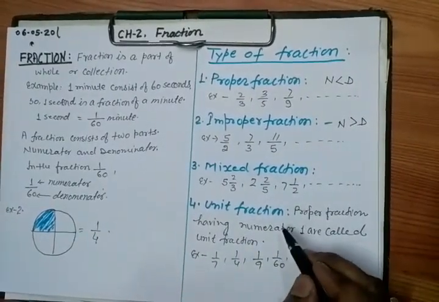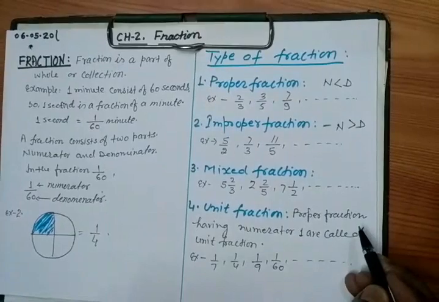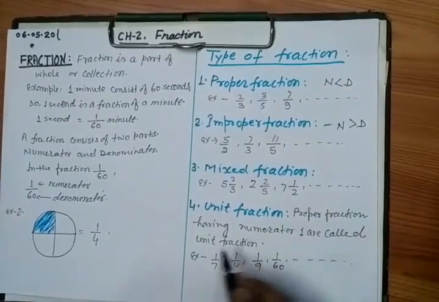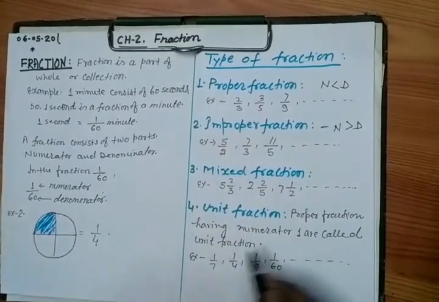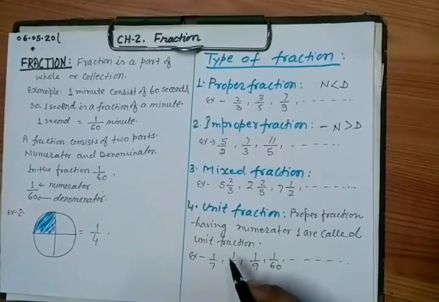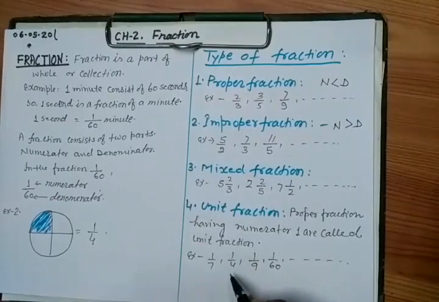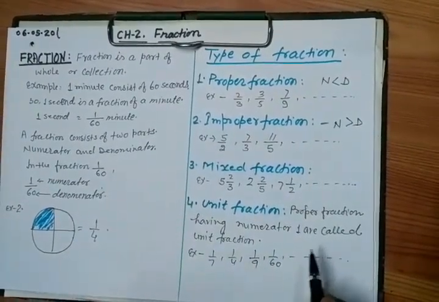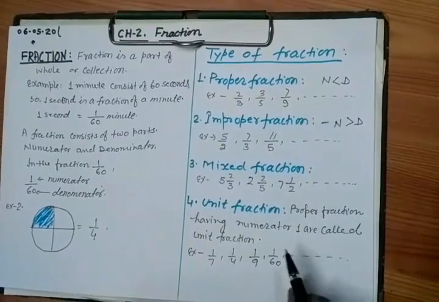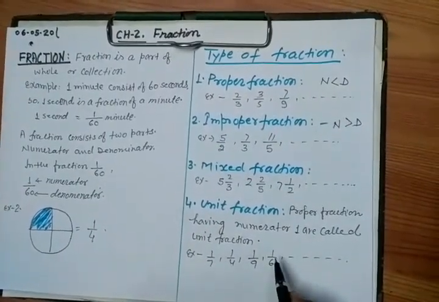The fourth is unit fraction. A unit fraction is a proper fraction having numerator 1, as 1 by 7, 1 by 4, 1 by 9, 1 by 60 and so on. These are unit fractions because their numerator is 1.